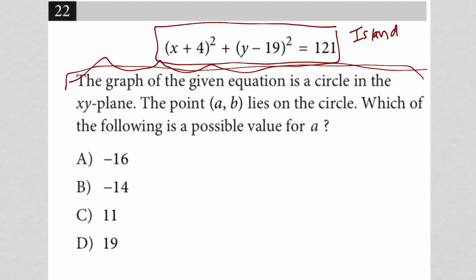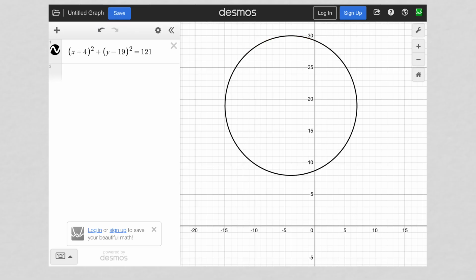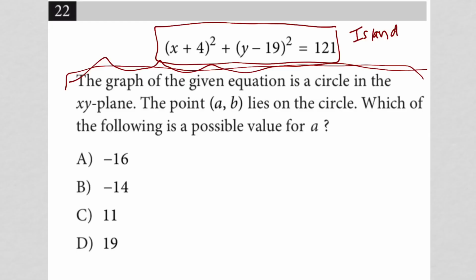From a formatting standpoint, whenever I see that, I immediately go to DESMOS. So I took that equation and graphed it in DESMOS. We can see that it's a circle. Then I go back and read the passage. The passage says the graph of the given equation is a circle in the xy plane.